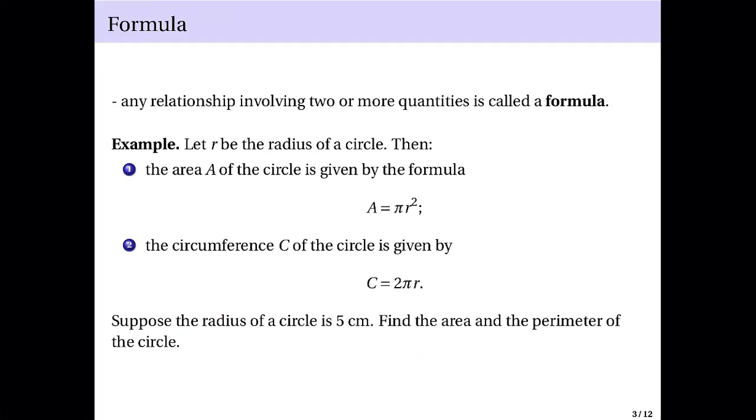Now, let's have this. Suppose the radius of a circle is 5 centimeters. Find the area and the perimeter of the circle.